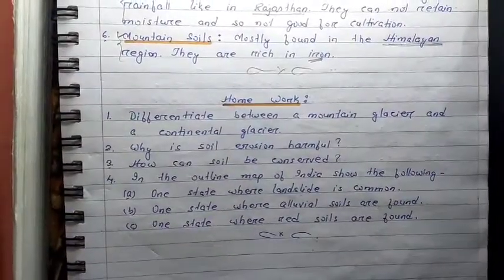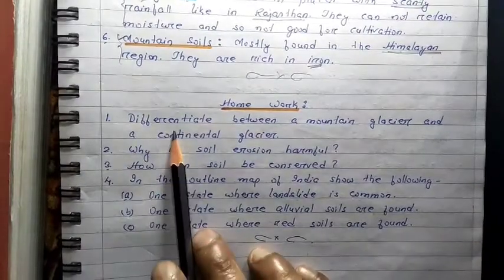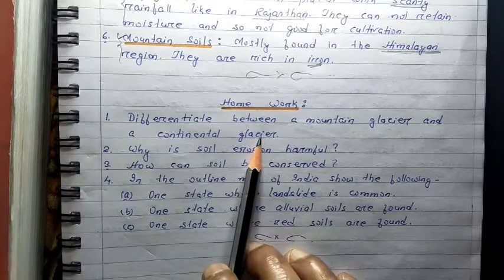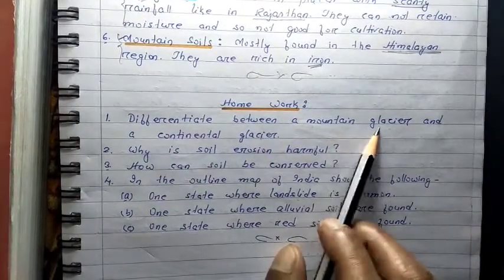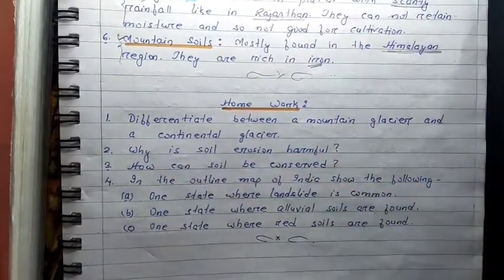And now it's time for your homework. As you can see here, 4 questions I have given here. The first question is: differentiate between a mountain glacier and a continental glacier. In the beginning of this video, already I have shown you the differences of mountain glacier and continental glacier. 3 points I have given. You try to find out few more.